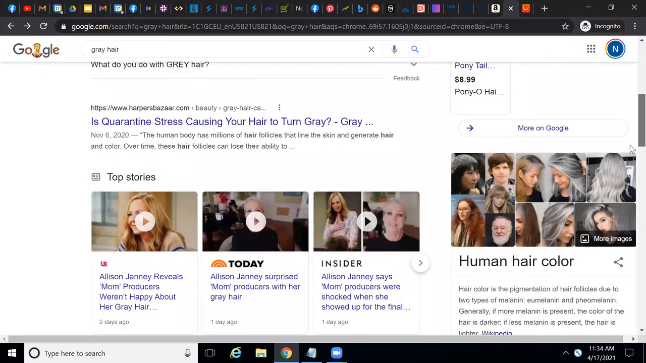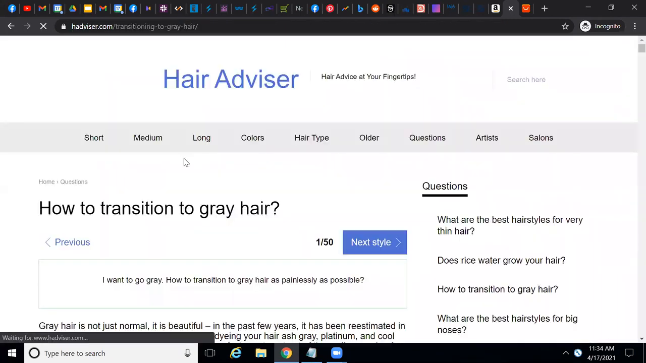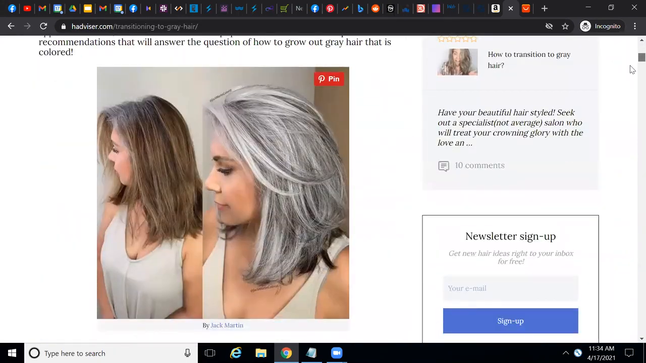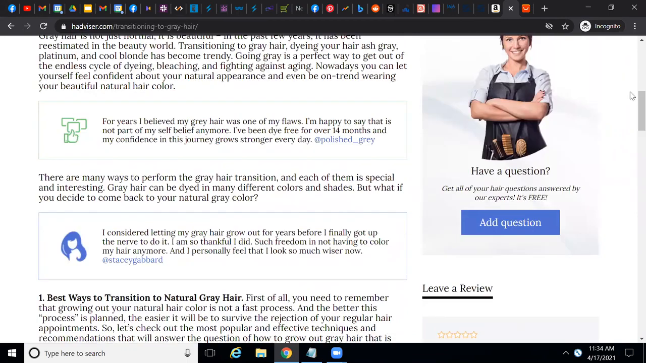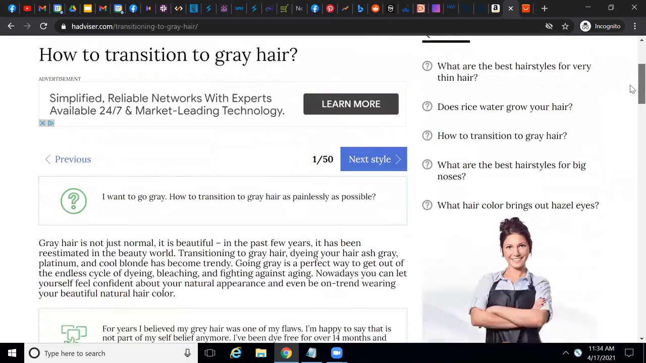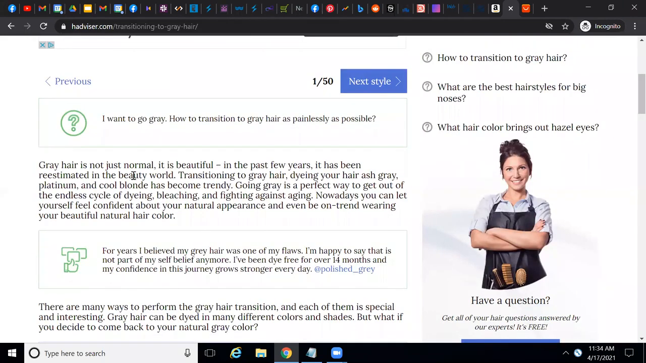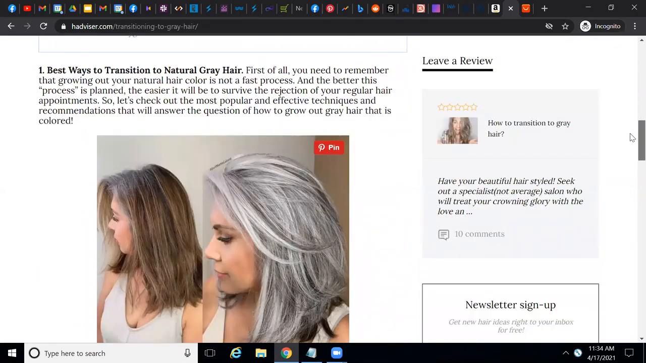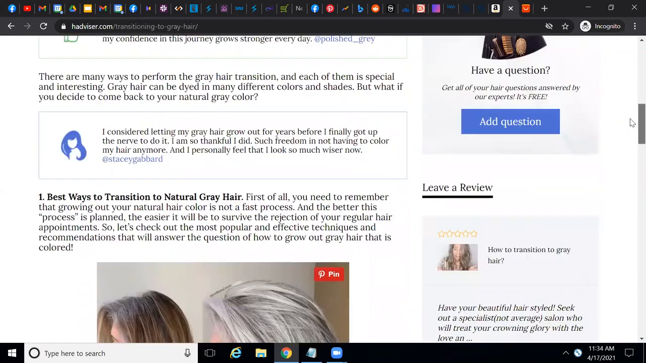All right, so I'm going to go to the next article. I hate that. Okay, so 2021, transitioning to gray. This is the advisor. Okay, so let's see if we can get this article. Transition. So here's some of the solutions that they recommend. Dyeing your hair ash gray, platinum blonde. So if you can find white label products that will solve this problem, I want to go gray, how to transition to gray, as painless as possible. So you go through here and you grab, of course, this article. Best ways to go gray, gives you some ideas, process. Let's go through.